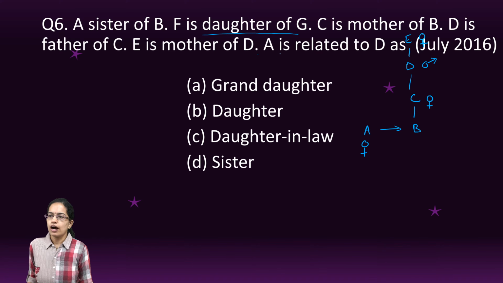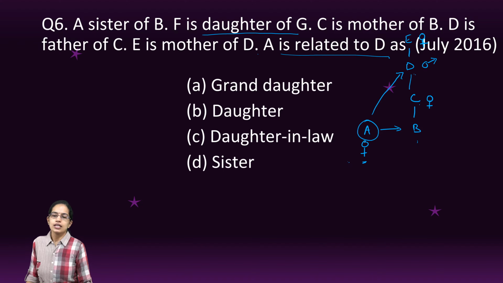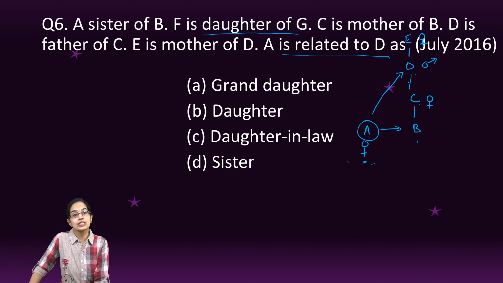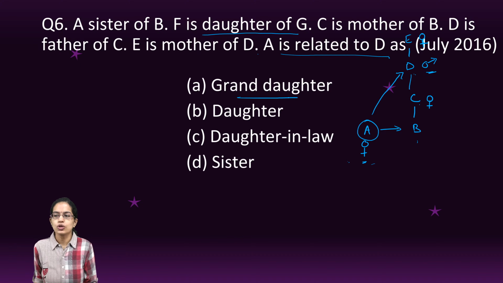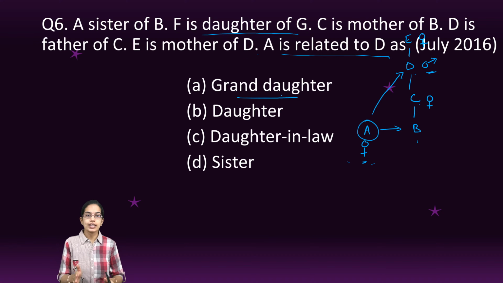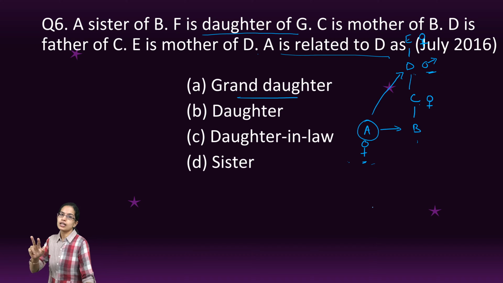Now how is A related to D? A's relation to D would be grand. She is female, so not grandson. She would be granddaughter. So both of them are sisters, and their mother here and mother's father here. Now how is A related to D? A is the granddaughter, but how is D related to A? D would be the grandfather because D is male. So that is how you need to remember. If there is a choice of granddaughter and grandson, don't get confused. You need to know who is female and who is male in order to solve this.